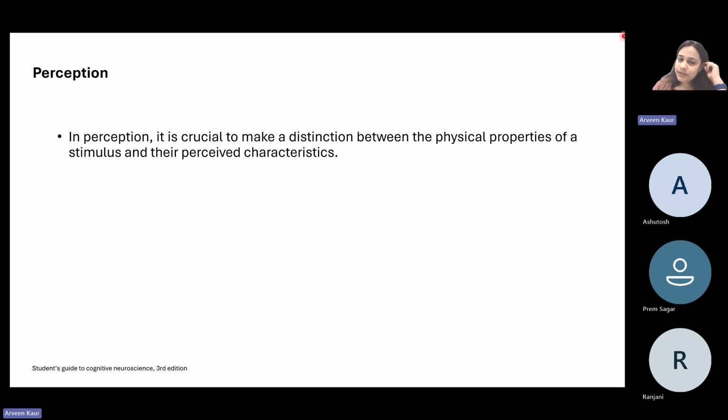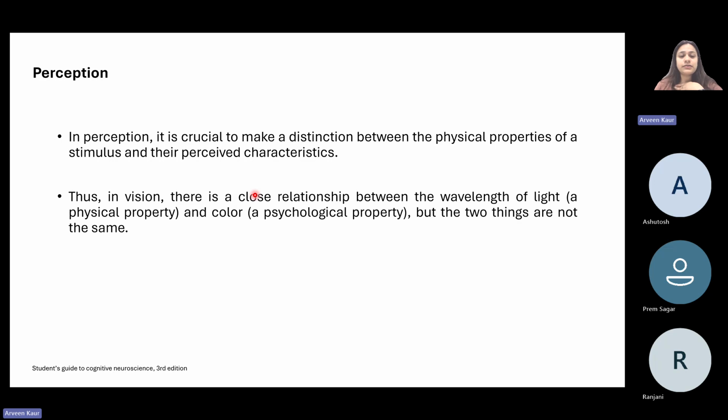Yeah. Then we come to perception. In perception, it is crucial to make a distinction between the physical properties of a stimulus and its perceived characteristics, as we saw in the case of vision also. In vision, there is a close relationship between the wavelength of light, which is a physical property, and color, which is a psychological property, right? So something that we perceive as pink is not actually pink. It is just emitting that wavelength of light, and our eyes looking at it are determining that, oh, this is pink. But the two things are not the same, right?